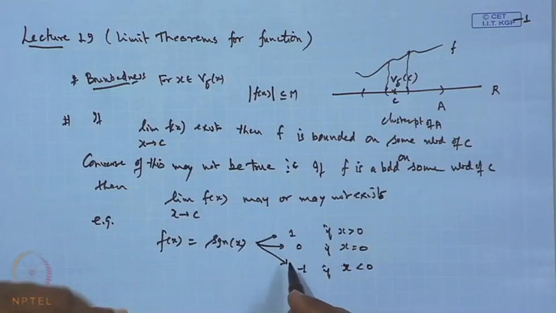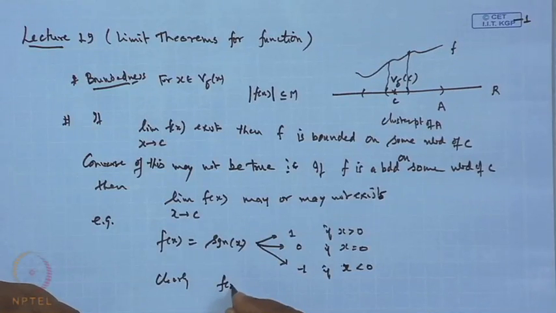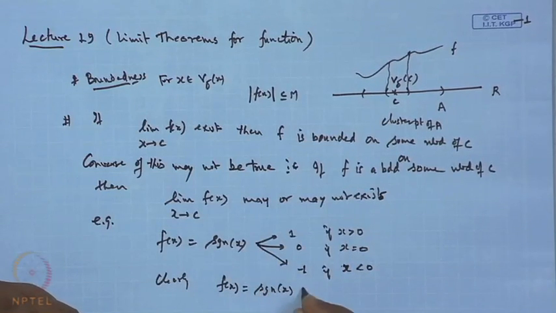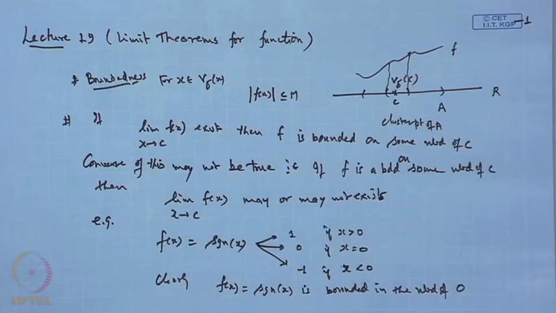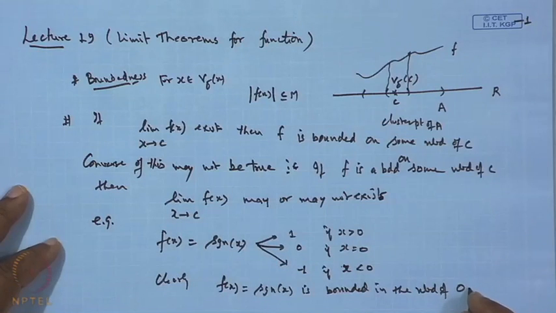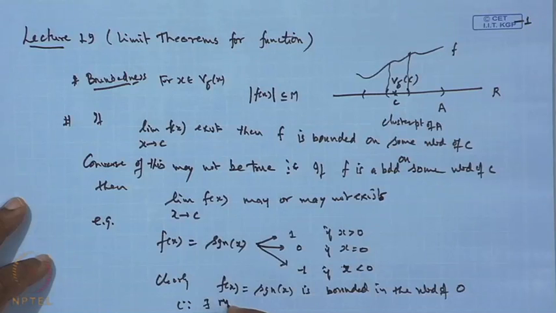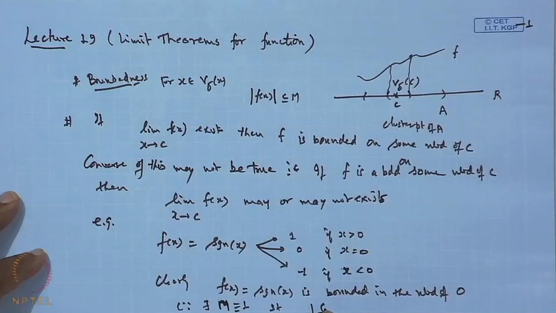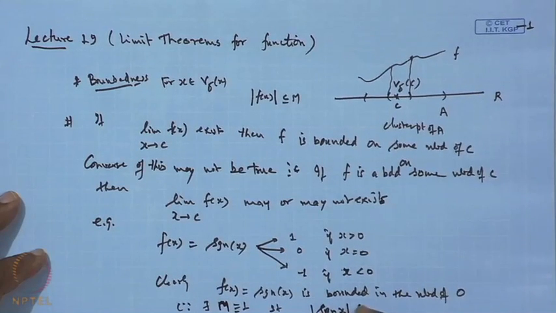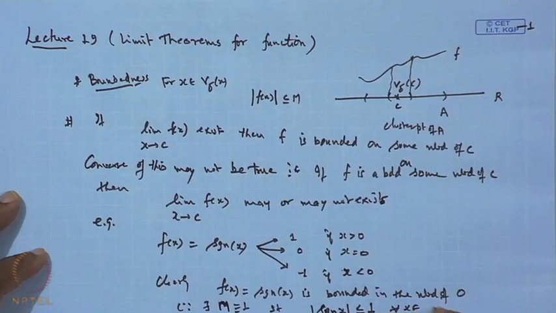So, in the neighborhood of 0, it is basically a bounded set, because we can find a constant m, say 1, where all the values of the function f of x, which is signum of x, are bounded. The function is bounded in the neighborhood of 0, because there exists an m equal to 1 such that the value of signum x will always remain less than or equal to 1 for all x belonging to the delta neighborhood of 0.